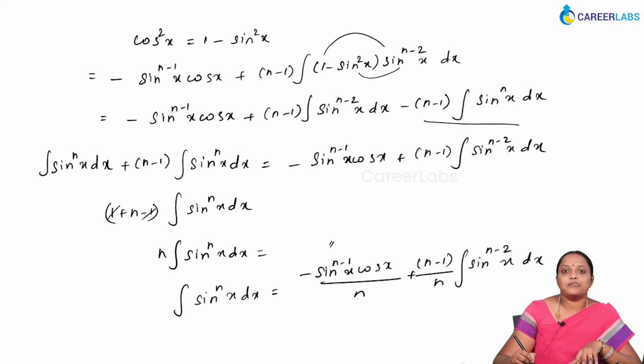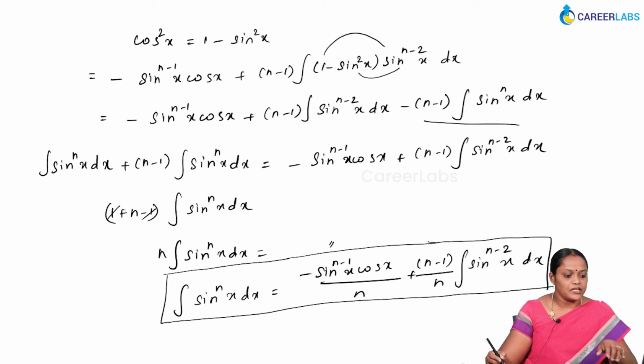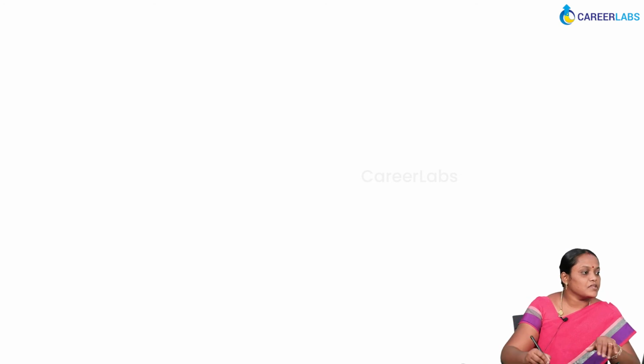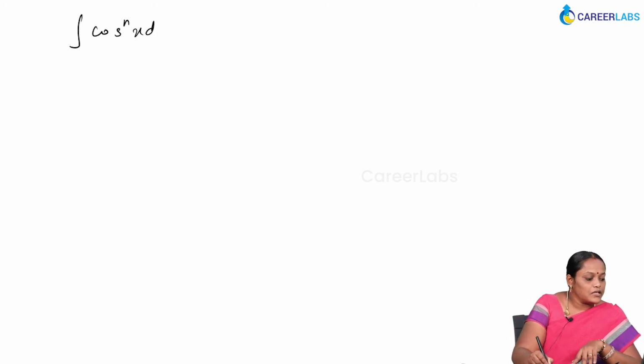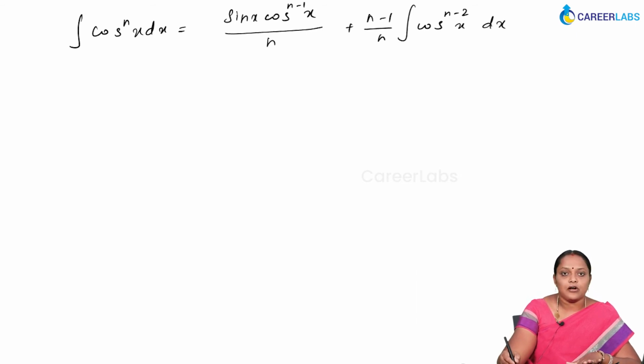So this is the reduction formula for integral sin^n x dx. In a similar way you can try it for cos^n x dx. If you do it for cos^n x dx, you will get integral cos^n x dx equivalent to sin x cos^(n-1) x by n plus n minus 1 by n integral cos^(n-2) x dx. So this is the reduction formula for cos. Now we are going to evaluate the same reduction formula over the limit 0 to pi by 2.